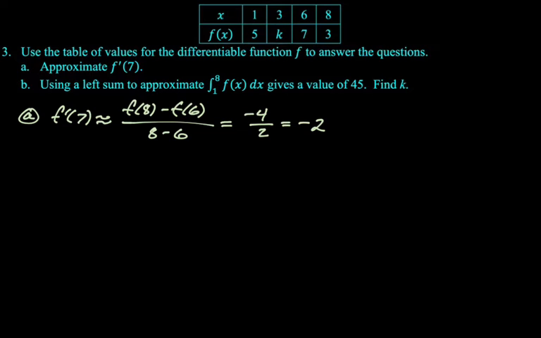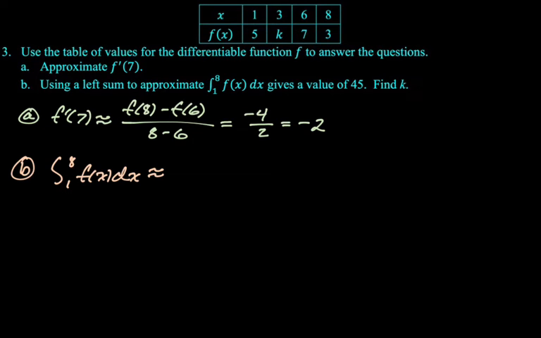All right, B. Using a left sum to approximate the integral from 1 to 8 of f of x dx gives a value of 45, and we want to find the value of k. So if you look in the table, f of 3 is equal to k. So we're going to try to figure out what f of 3 is here. First, let's just do the left Riemann sum. So our integral is going to be approximately. Anytime you're approximating, you have to start out with the approximately equal to.